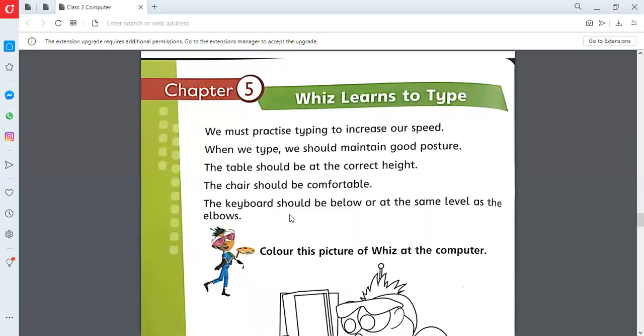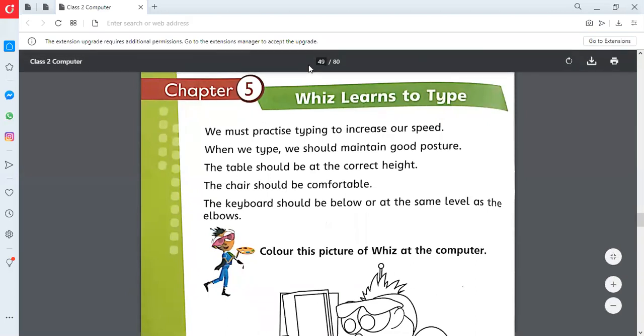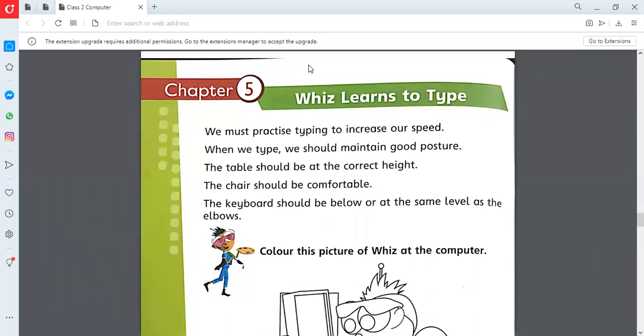What is the name of the chapter? Yes, everyone. What is the name of chapter number 5? Okay, so it's chapter number 5. It's Wiz Learns to Type.